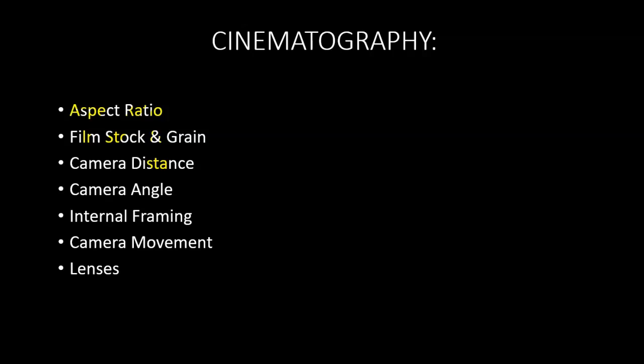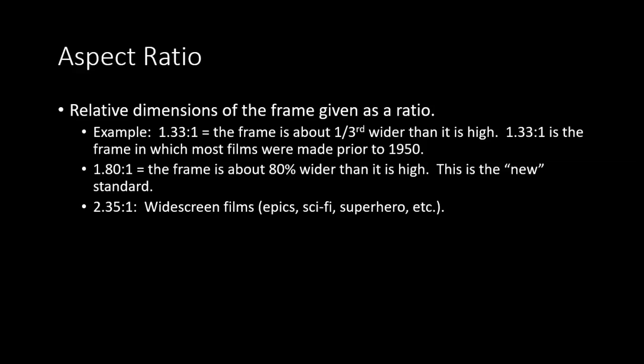Basically, aspect ratio refers to the relative dimensions of the frame, the screen image. I know this sounds complicated, but it's really quite simple. It's described as a numerical value, and the 1 is always consistently the height, where the other number, 1.33 or whatever it might be, 1.80, 2.35, refers to the width. So it probably would be easier to see this as an illustration.